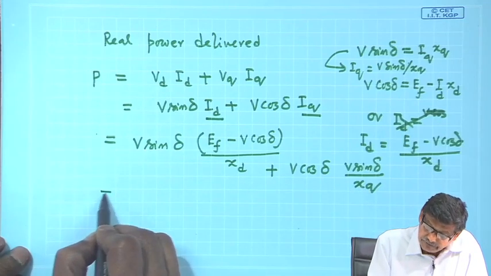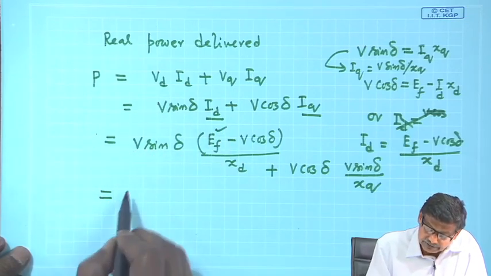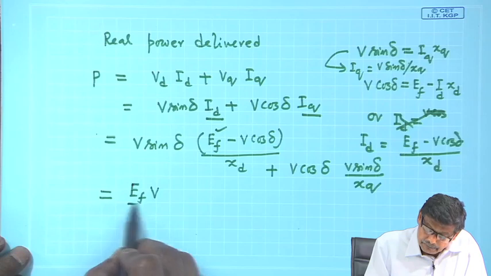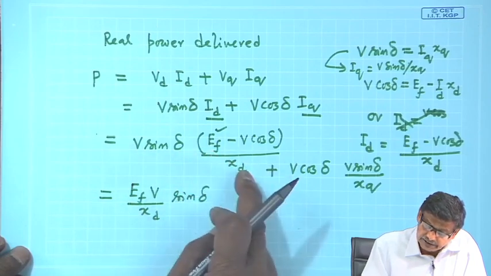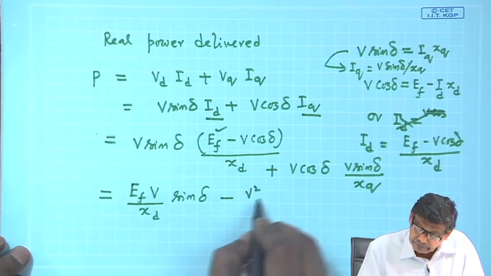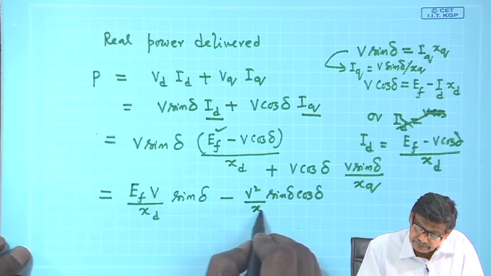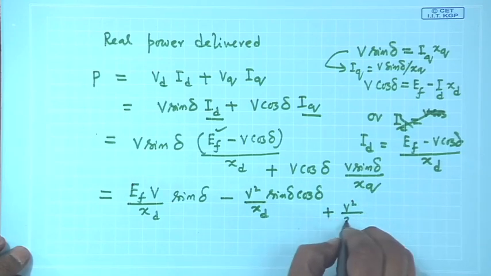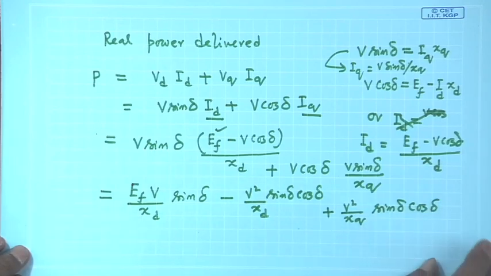Now, this if you simplify, you will get the first term, that is EF V by XD into sin delta. Put it inside, you will get this. Then the second term from this fellow will be V square sin delta cos delta by XD, and this term will be simply V square by XQ, once again sin delta cos delta. It will be like this.